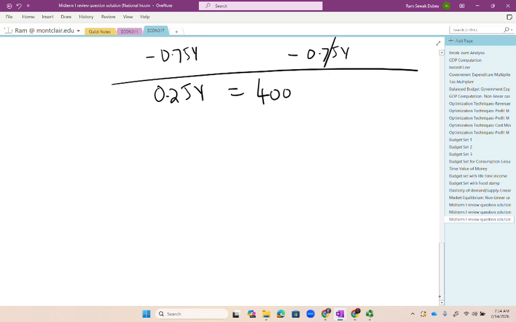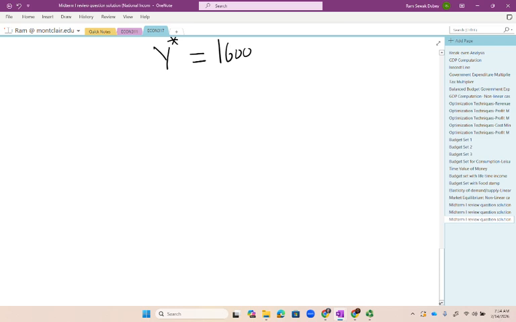And now we can divide both sides by 0.25 to obtain the value of y. So y on the left hand side by itself, 400 over 0.25, 400 over a quarter is 1600. So this is the equilibrium national income at which the aggregate expenditure is exactly equal to the national income.